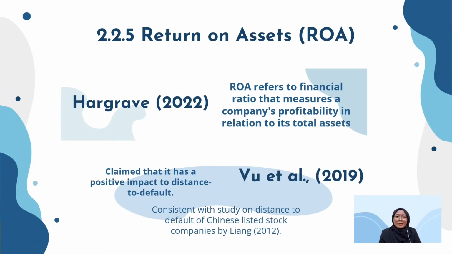Return on asset refers to a financial ratio that measures a firm's profitability in relation to its total assets, according to Highgraph in 2022. In 2019, Wu et al. claimed that it has a positive impact on distance to default. It is consistent with a previous study by Liang in 2012.